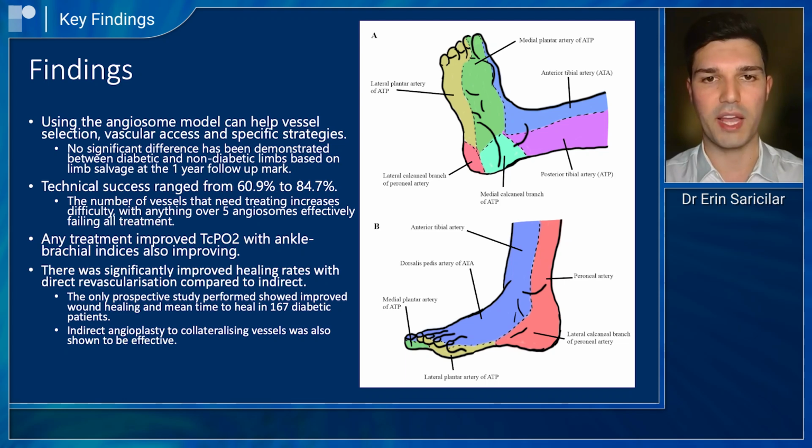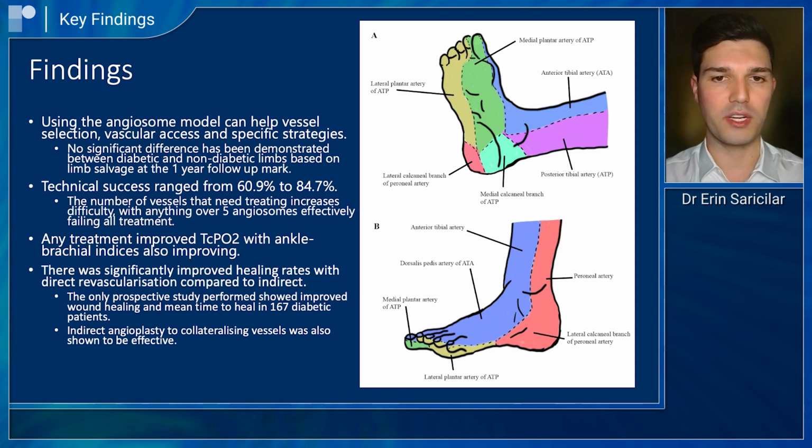So the most pertinent finding was that the angiosome model definitely did reflect an opportunity for vessel selection when it came to treatment. And so vascular access and specific strategies could be employed based on the location of the diabetic foot ulcer. Notably, no significant difference was demonstrated between diabetic and non-diabetic limbs based on limb salvage at the 1-year follow-up mark. So this could be applied to other pertinent ulcers as well.